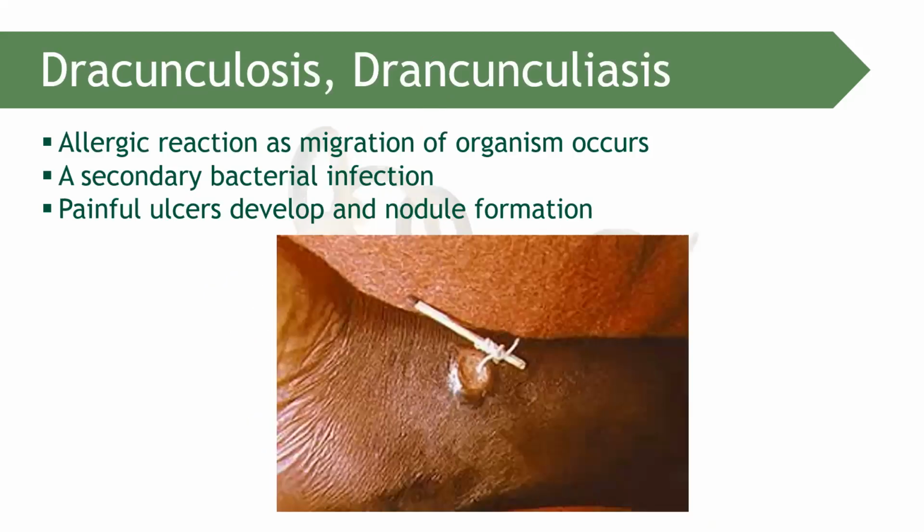Okay, so this is an example. This is Dracunculus medinensis. Allergic reaction occurs as the organism migrates. That is what we call Dracunculosis or Dracunculiasis, which is prone to secondary bacterial infections because of the ulcerations. Painful ulcers develop, and nodule formation.